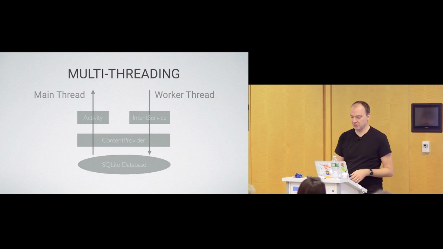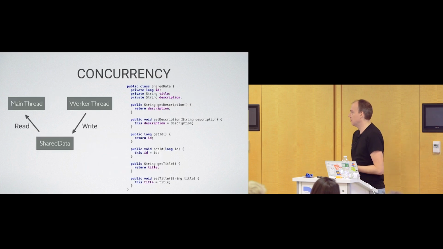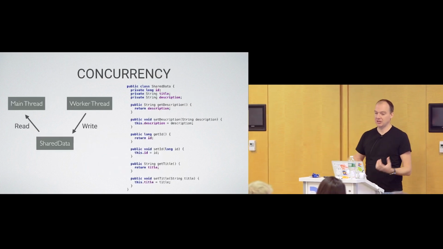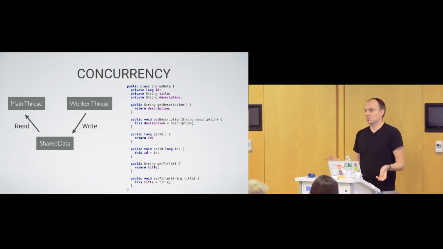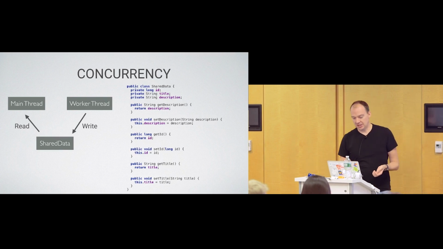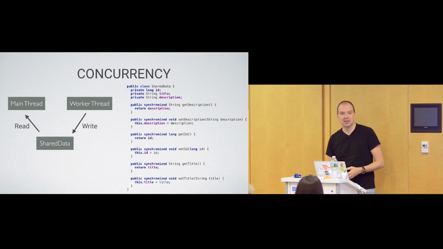Now, what if you need to do concurrency? Let's take a very simple and naive example. You have a shared data object, and you have a worker thread that updates that one, and you have your own main thread which will read that one. Now, this won't work very well, so you need to synchronize. And we remember from studying Java that, let's just put synchronized on all methods and everything is fine.